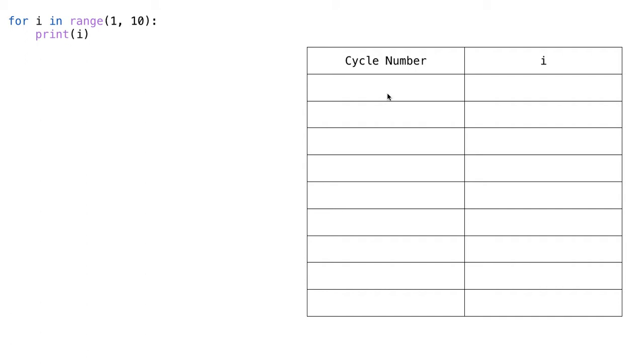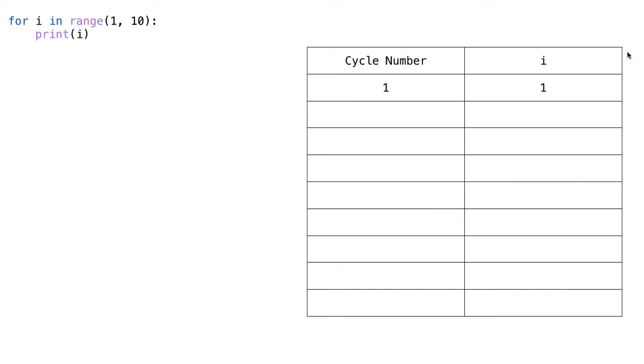A cycle number of 2 would mean it's the second time going through the set of tasks, and a cycle number of 3 would mean that's the third time going through the loop. So let's go ahead and start filling up this table just to illustrate what exactly I'm talking about. A cycle number of 1 is our first time through the loop. i starts off being this value of 1 here.